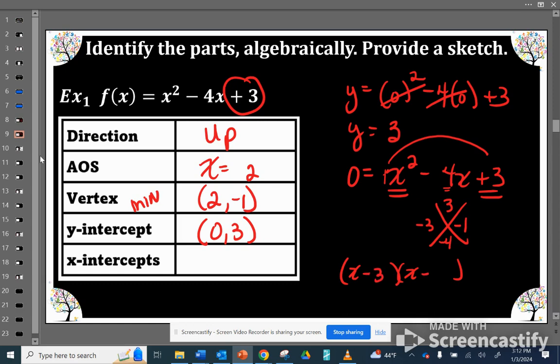Now, when our A value, recall, is 1, like it is here, we do not have to go through all the grouping process. We can just do this quick trick and then set each of these equal to 0, and one of our x-intercepts is going to be 3, 0, and our other x-intercept, because I add 1 to both sides, is going to be 1, 0. So I'm going to write these as ordered pairs, and then we can do a sketch.